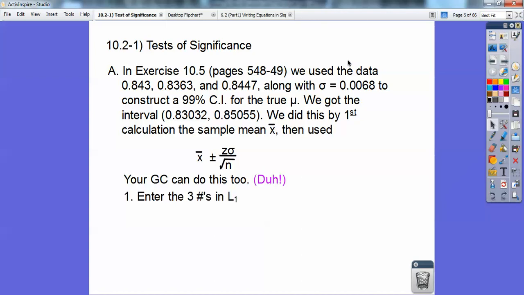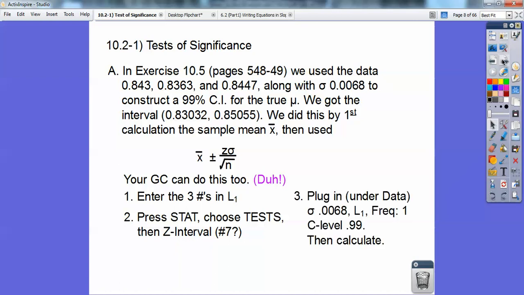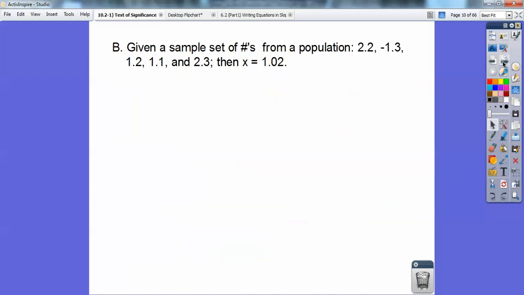We're going to enter these three numbers right here into list 1. All right, when you do that, then you press Stat, scroll over to Tests, and then scroll down to Z interval. On mine, it's number 7. All right, and then under the data, you're going to plug in your standard deviation, list 1, frequency 1, the confidence level, and then calculate, and you should get that interval right there. All right. Okay, so that one's a bad page right there.